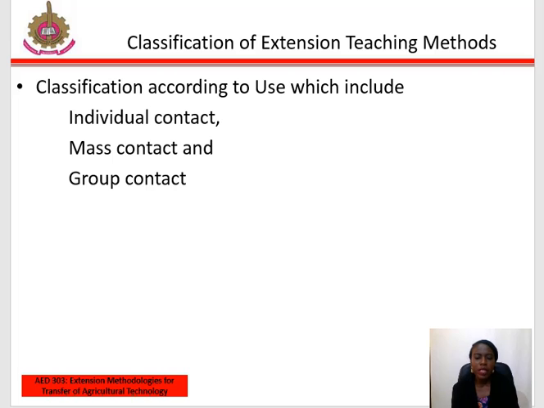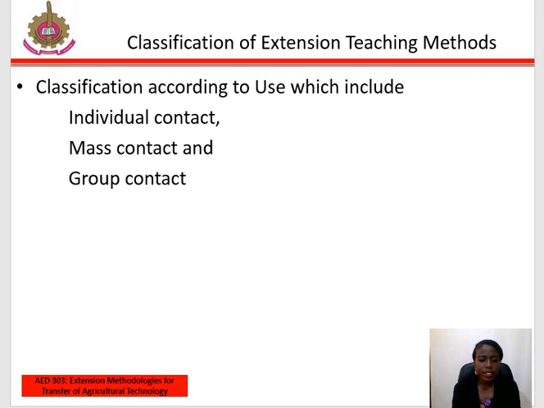Mass contact. Mass contact method is used to reach many people at the same time at different locations. In this method, the extension agent communicates with a vast and heterogeneous mass of people without taking into consideration their individual or group identity. This includes the mass meeting, the campaigns, exhibition, newspaper.